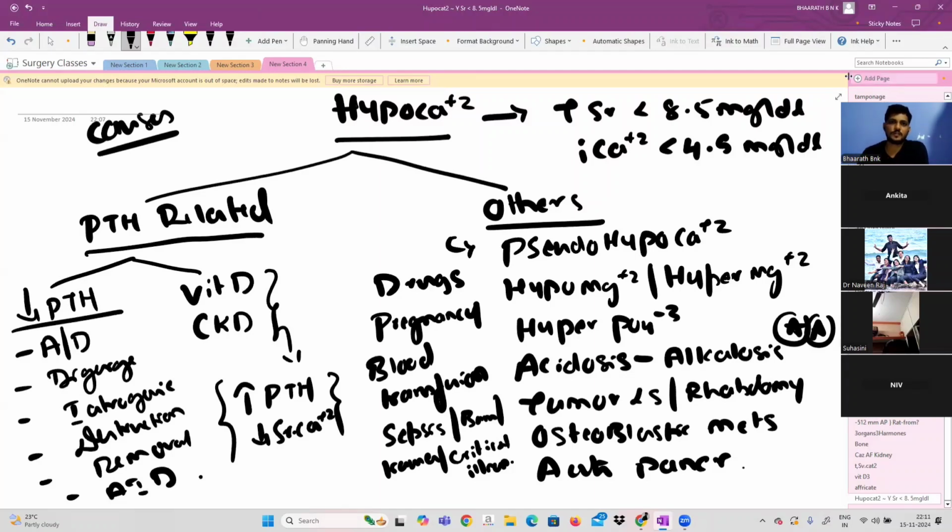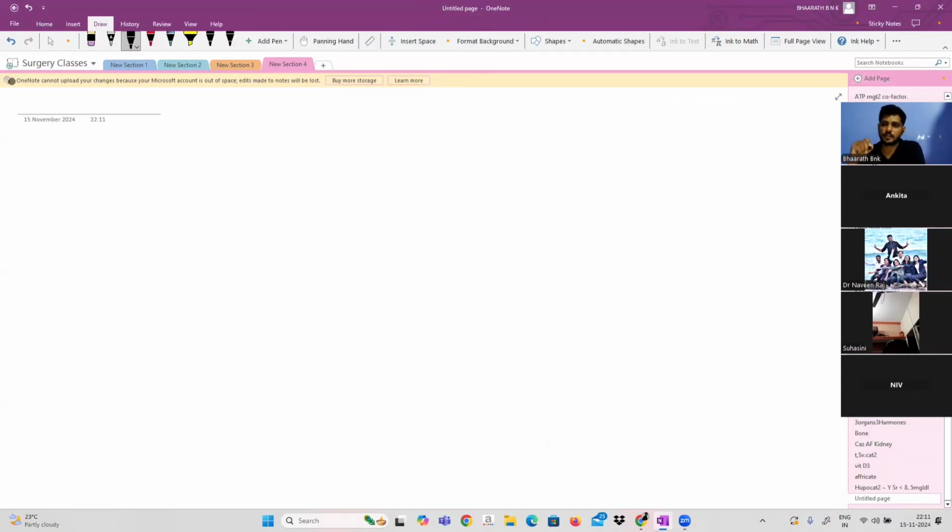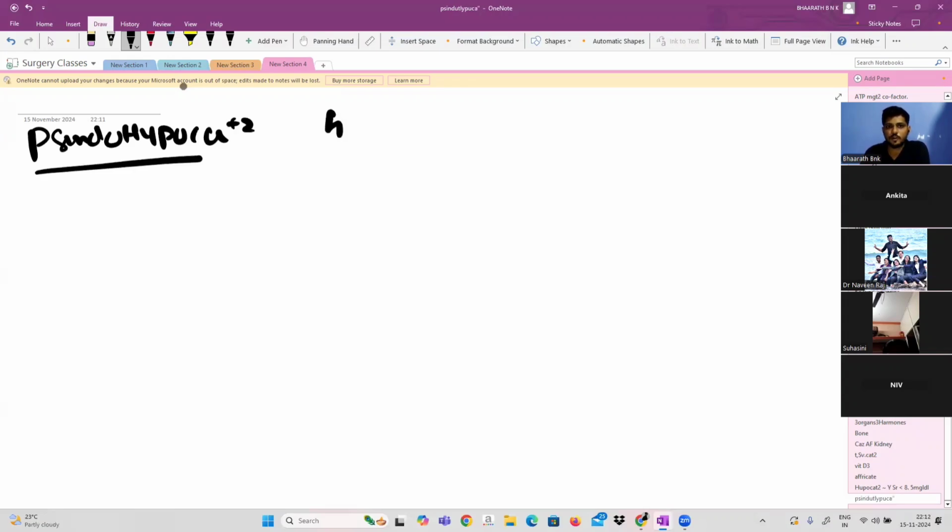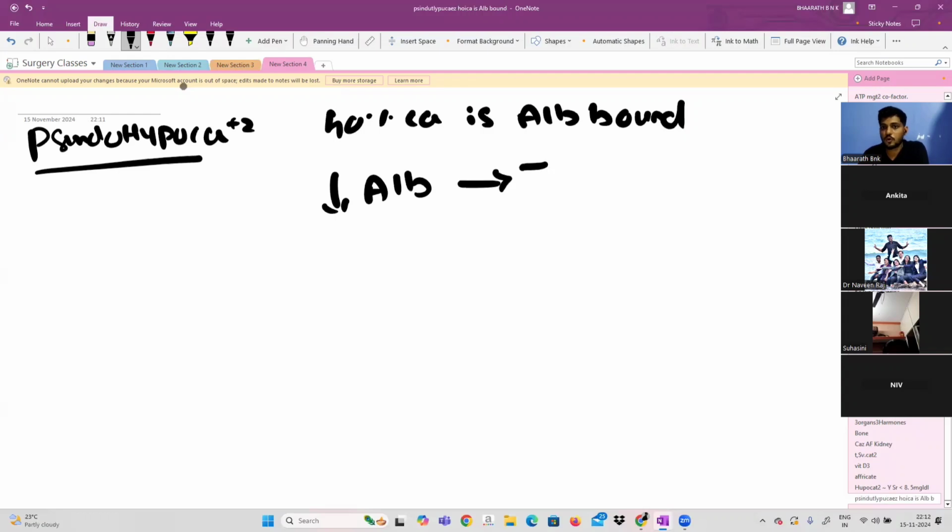So first we'll start with others. Remember, the most common cause of hypocalcemia would always be hypoparathyroidism. Right? So when it comes to other causes, we'll discuss pseudohypocalcemia. As I told you, 40% of calcium is albumin bound. So whenever there is reduction in albumin, the total serum calcium also reduces.